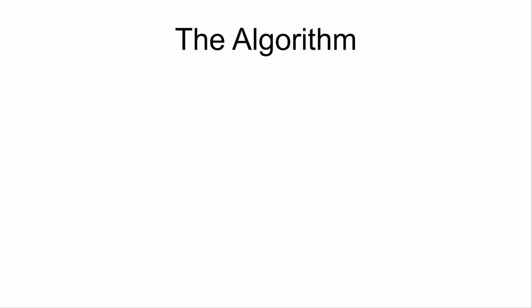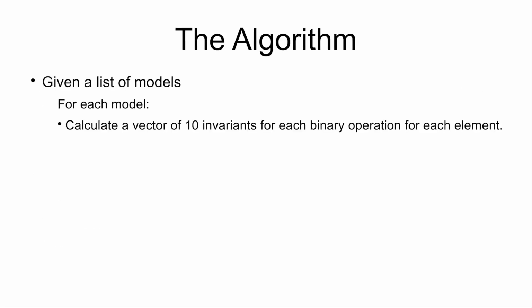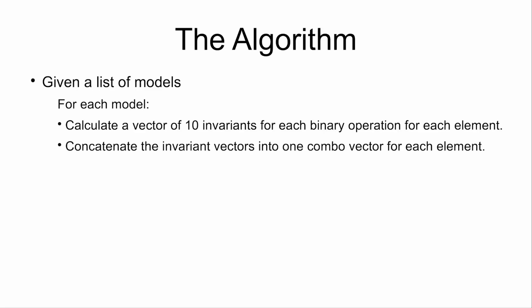Here's the algorithm. Given a list of models, for each model, we calculate a vector of 10 invariants for each binary operation for each element. Concatenate the invariant vectors into one combo vector for each element. Note that this step is necessary because there may be multiple binary operations.